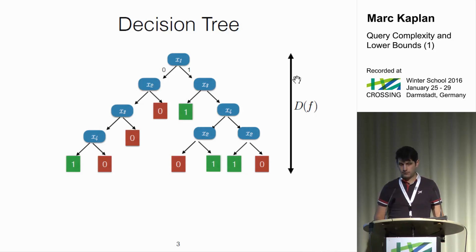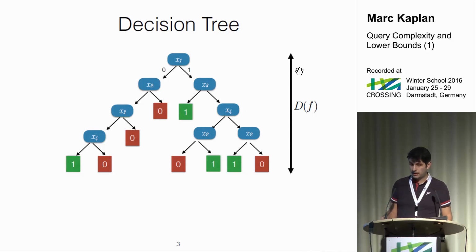And the height of this tree, if you can write down the best possible tree, the smallest possible tree, the height here gives you the classical query complexity of the function f. Right, the function f is the one that is computed by the leaves here.